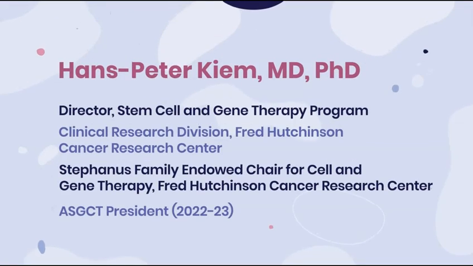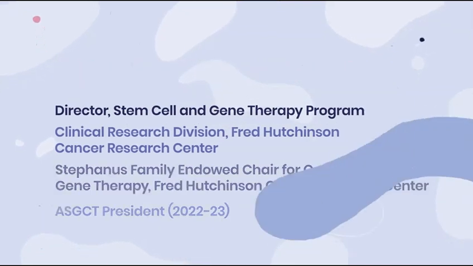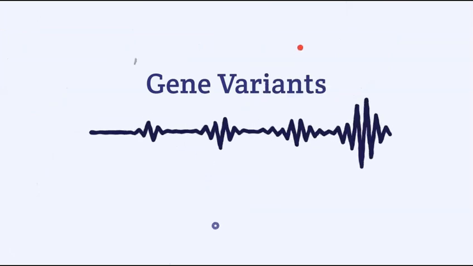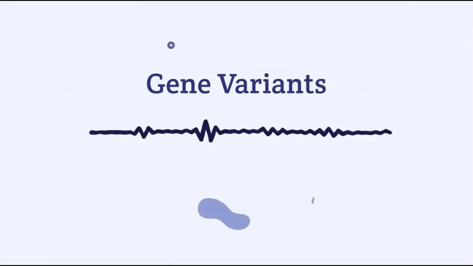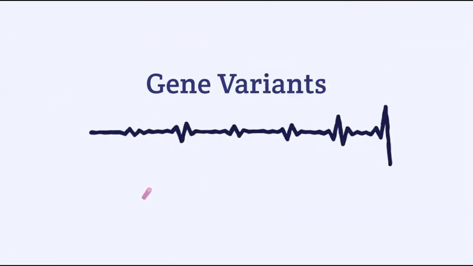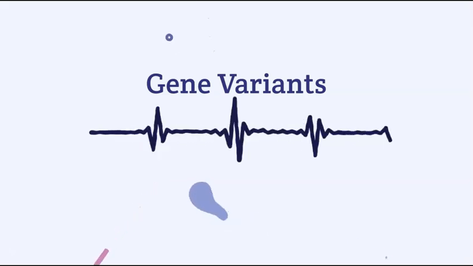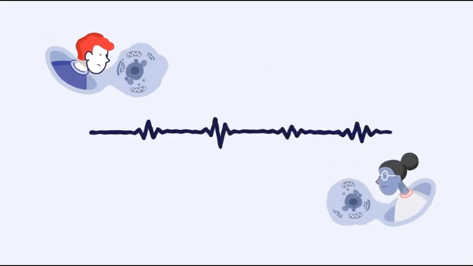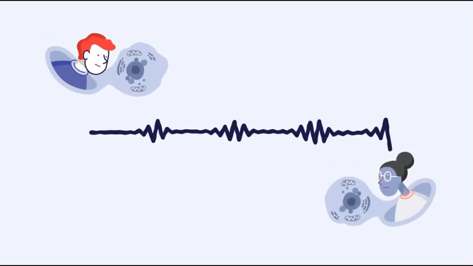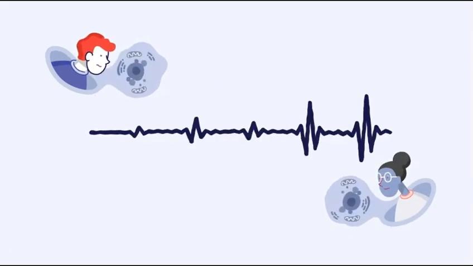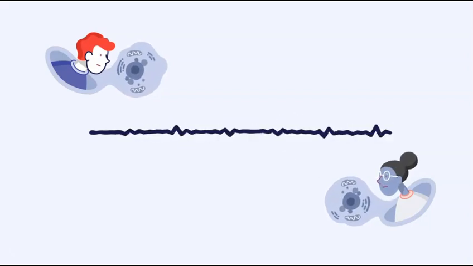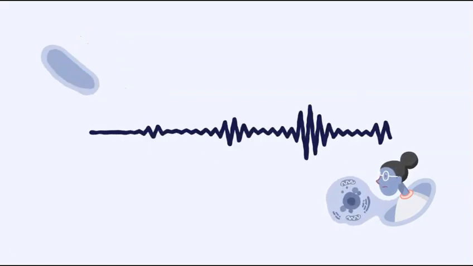To better understand how genes change, here's Dr. Hans-Peter Keim. Gene variants, which are genetic changes, happen to everyone and occur as cells age or are exposed to certain chemical or environmental factors. These gene variants can also be passed along from parents. Cells often recognize these genetic changes and repair them. Other times, they can cause a disease or disorder, and treatment is needed.